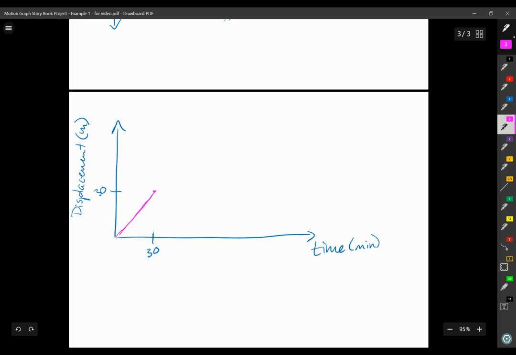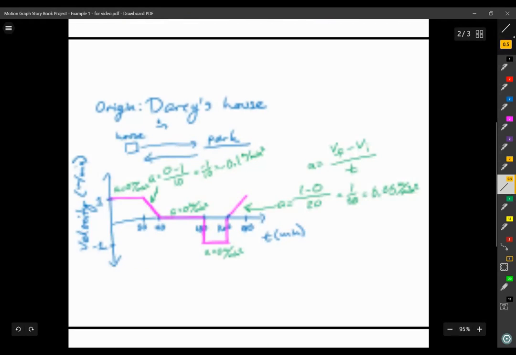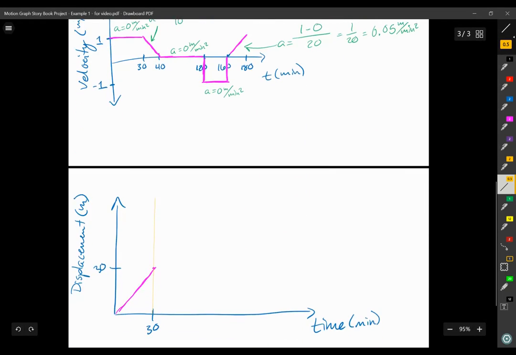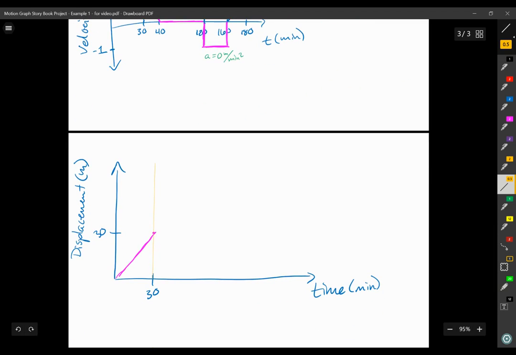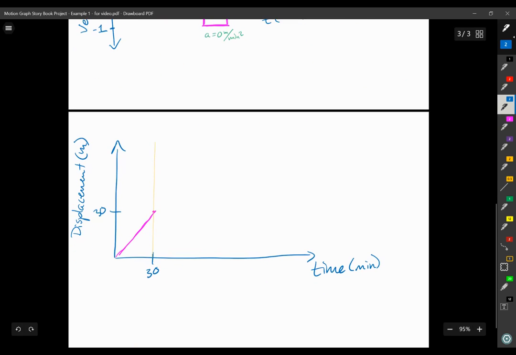There's my first piece. I'm going to separate each of my sections by a small yellow line. This is for you. You don't have to do this on your graph. If you want to, you can. But this is so that it's easy for you to see which section goes with which other section. It's a lot easier to see the sections on the velocity time graph than the displacement time graph. All right, let's do the second part. The second part goes to 40 minutes.